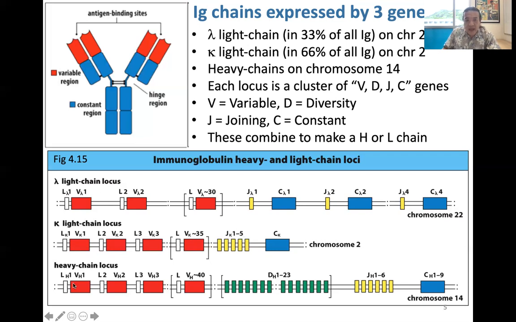The heavy chain adds a different type of block in here, the D block. These are these green ones. So in the heavy chain locus, you can choose one of these 40 different red block fragments, the variable ones, choose one of these 23 D blocks, you have 6 different J blocks to choose from, and then your constant blocks.